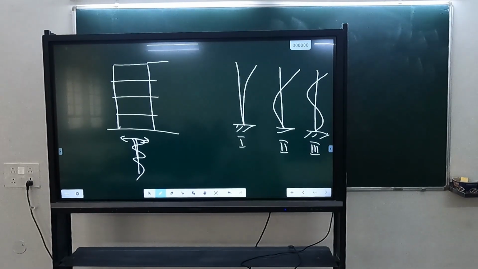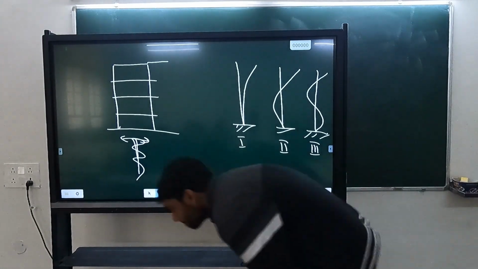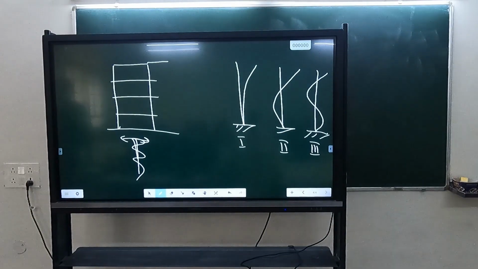It does not vibrate the way many people confuse it. They think it will first vibrate in the first mode for some time, then it will vibrate in the second mode, then in the third mode. No, it doesn't do like that. It vibrates at any instant of time with contribution from all the modes. All the modes will contribute.